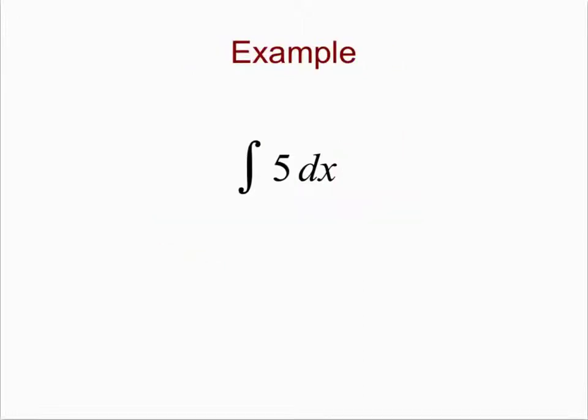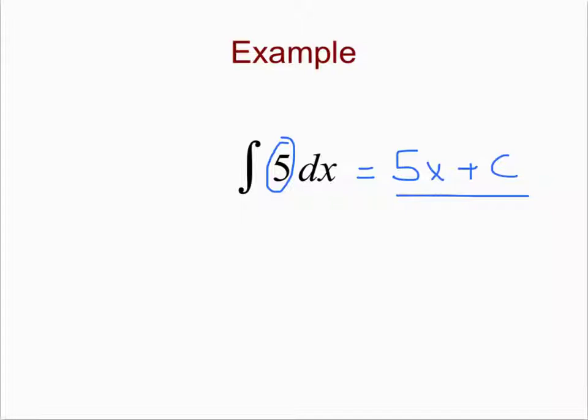So let's consider the integral of the function 5, the integral of 5 dx. Our rule says that we're looking for a constant, k, so our k is 5, that the antiderivative of that thing is going to be k times x plus c, right? And so I think this is the indefinite integral, 5x plus c.